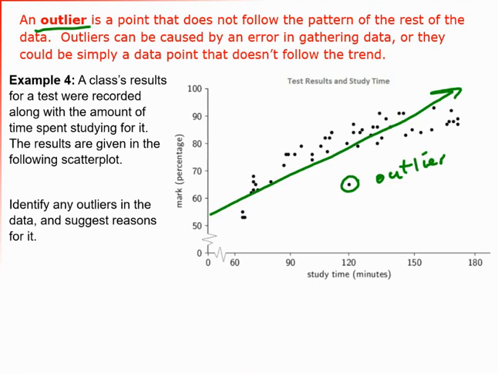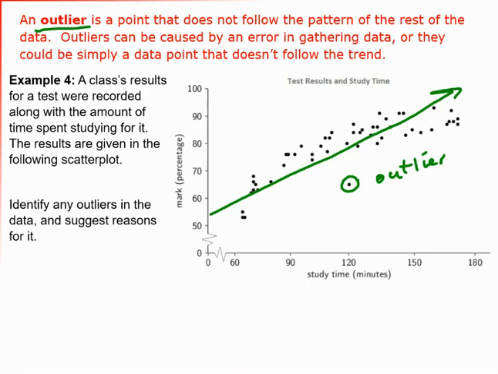All right, a class's results for a test were recorded along with the amount of time spent studying for it. The results are given in the following scatter plot. Identify the outliers in the data and suggest a reason. So I only studied an hour and I got a lower mark. Lower studying, lower mark. So it's a positive trend: more studying, higher mark.